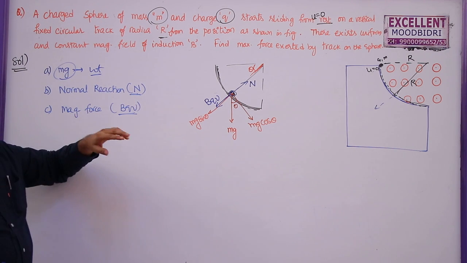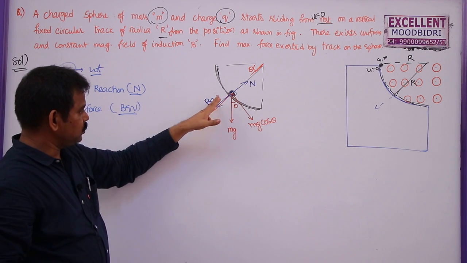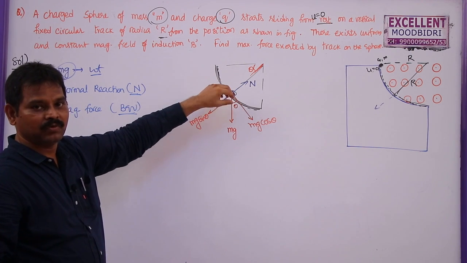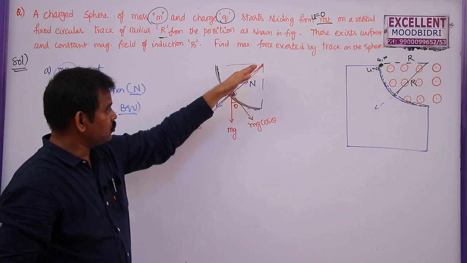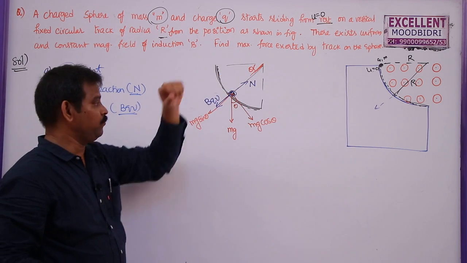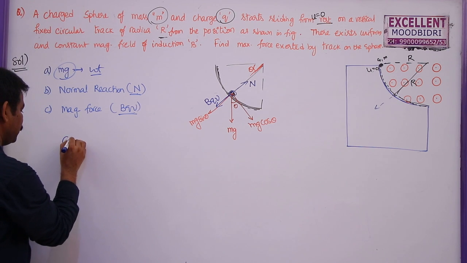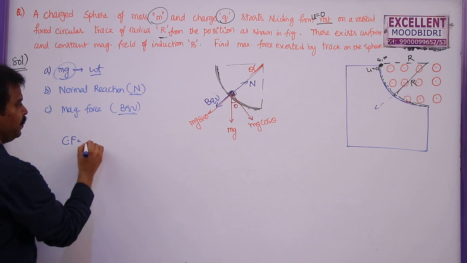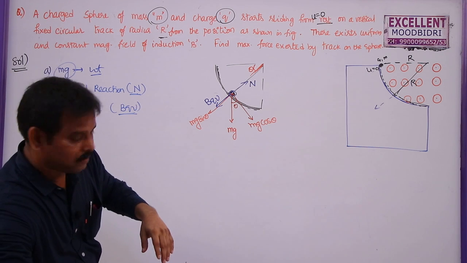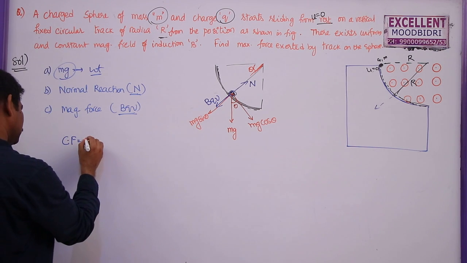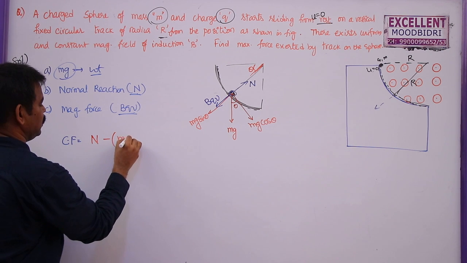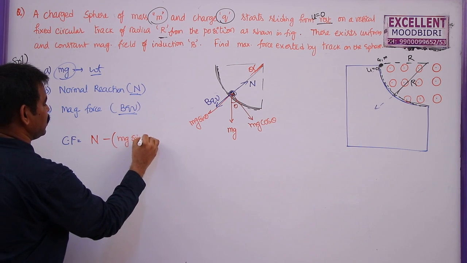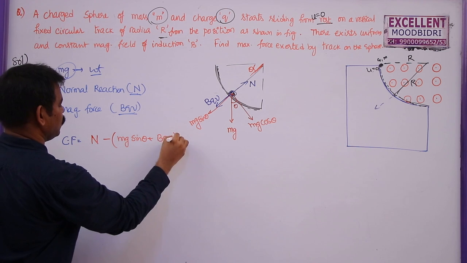In equilibrium we know that this force and this force must be equal and opposite, so the net force will become 0. But as it is moving in a circular path, the force that is acting towards the center is called centripetal force. The centripetal force is given by this force N minus these two forces. Centripetal force is equal to N minus mg sin theta plus BQV.